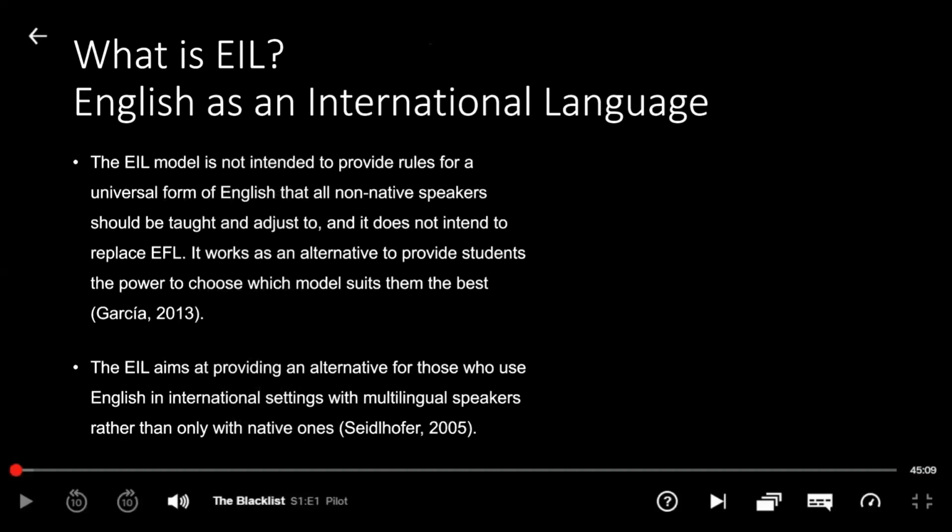The English as an international language model is not intended to provide any rules for a universal form of English that all non-native speakers should be taught or adjust to, and it does not intend to replace English as a foreign language. This model works as an alternative to provide students the power to choose which model fits them best in regards to how they want to learn English. And the aim of English as an international language is to provide an alternative for those whose English is used in international settings with multilingual speakers rather than only native ones.